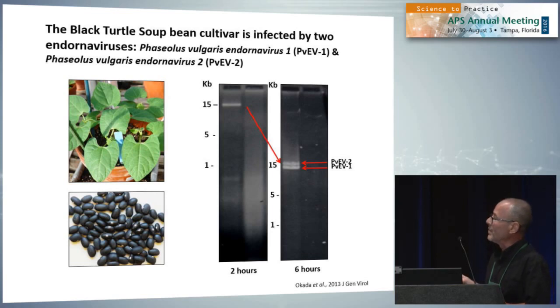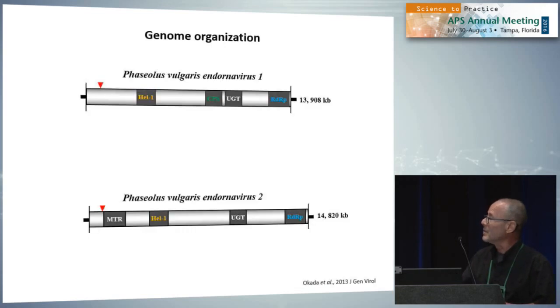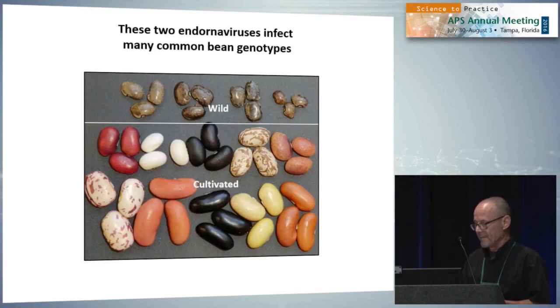But then later, we found out that by running gels longer, you will see there are two bands. Ryo Okada in Japan, a collaborator, went ahead and cloned and sequenced these two bands, and they ended up being two completely different viruses, with about 1 kb difference in size and a minor difference in genome organization. These two endornaviruses infect common bean alone and together, most of the time together. These include common bean that is cultivated, but also Phaseolus vulgaris that is wild.